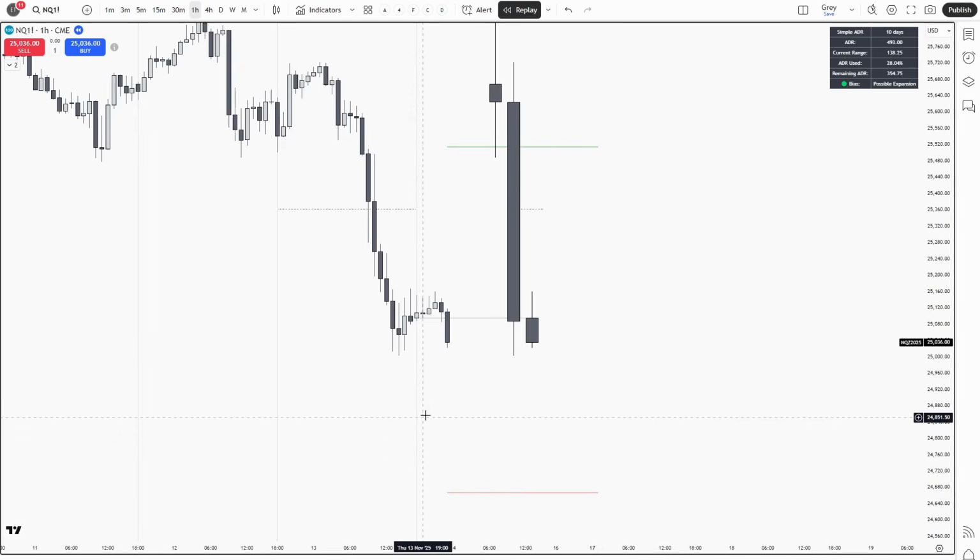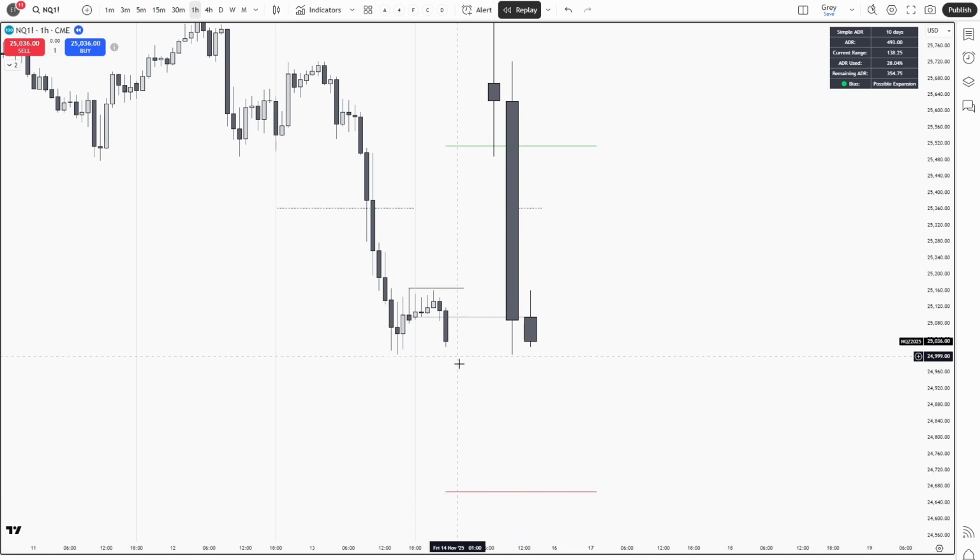Now going into another example here, I'm on the NQ hourly chart. This is 14th November, Friday's price action. So we are going lower and we are leaving this fair value gap and establishing the high of the day. So if you are expanding lower, then the projected line for the ADR is this red line right here, which is 493 points of expansion lower. The current range is 138, and we are having a possible expansion.